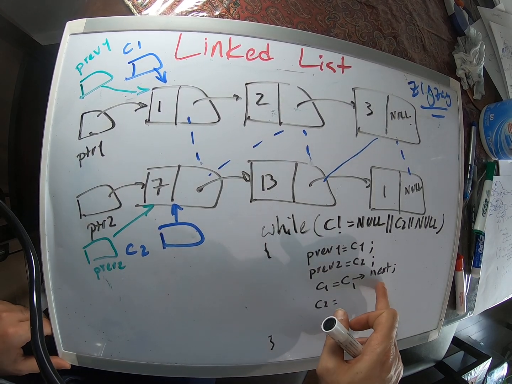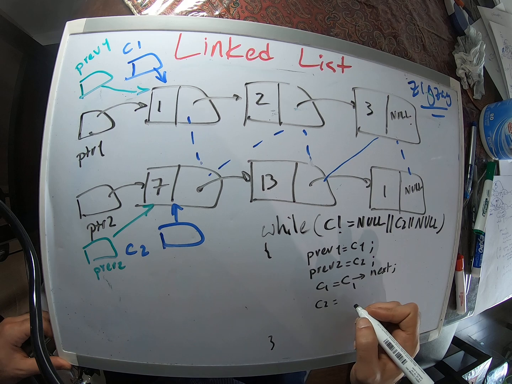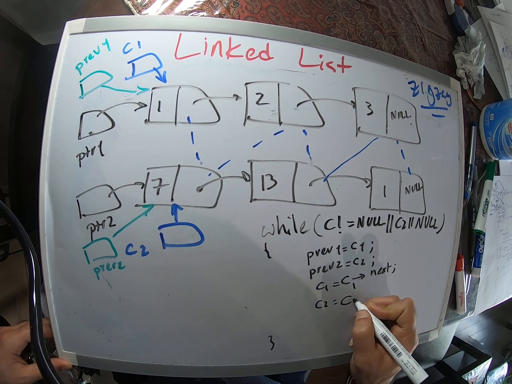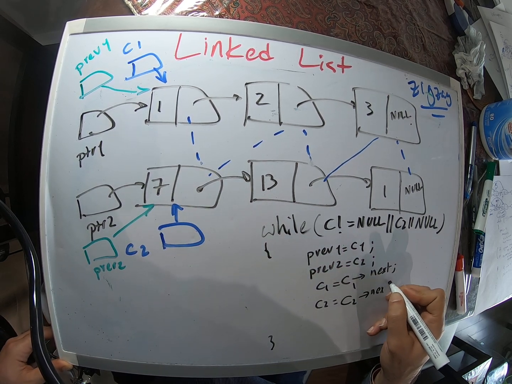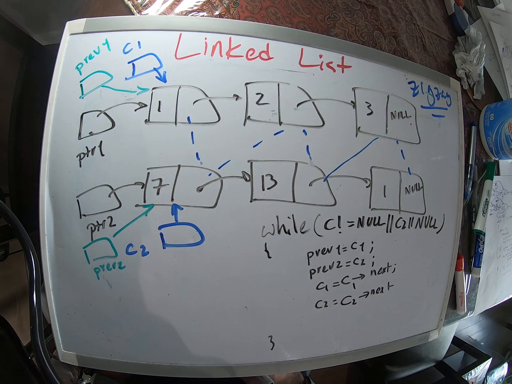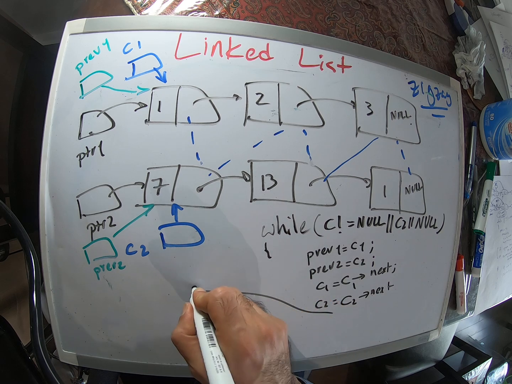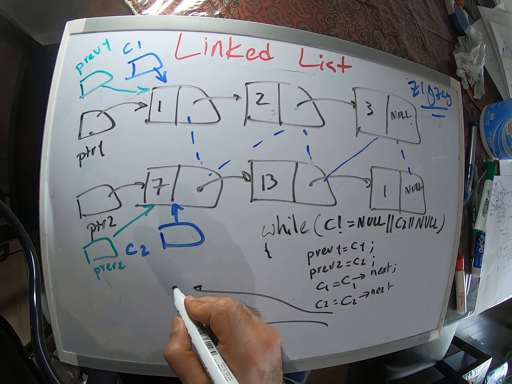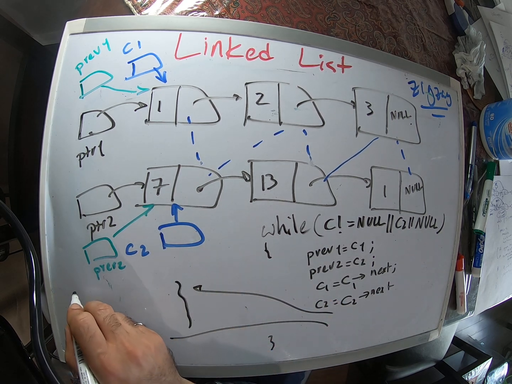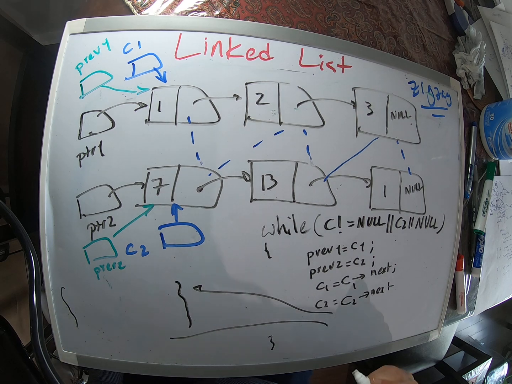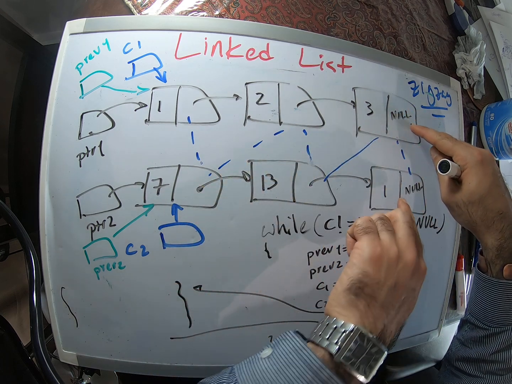C1 is equal to C1 arrow next. C2 is equal to C2 arrow next. Right? Now, there is something I have to write here. I'm gonna skip it for now. We assume that none of them has reached the null yet.